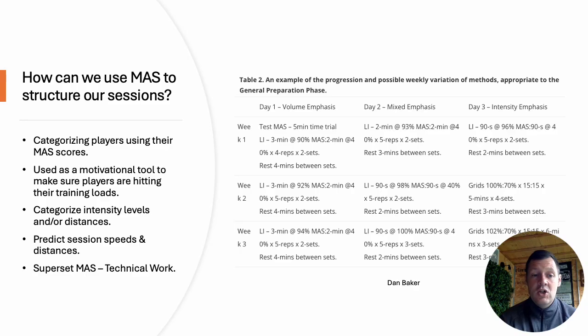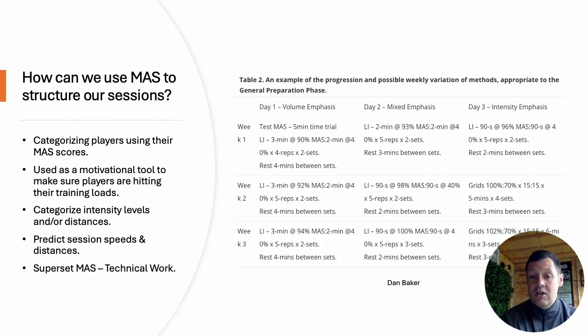It's used as a motivational tool. When I've worked in academies, sometimes we've used the MAS score to put up in the changing rooms, and we've categorised players into buckets: a lower group, a mid group, another mid group, and then a fast group. Players try to compete with each other to improve their MAS score, so that gives a little bit of motivation.